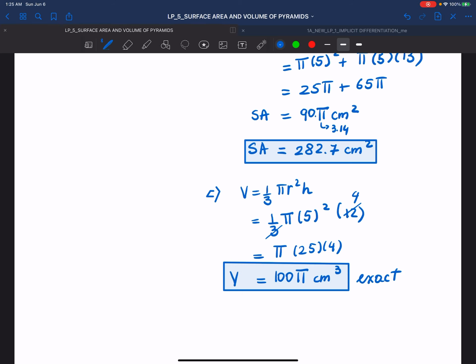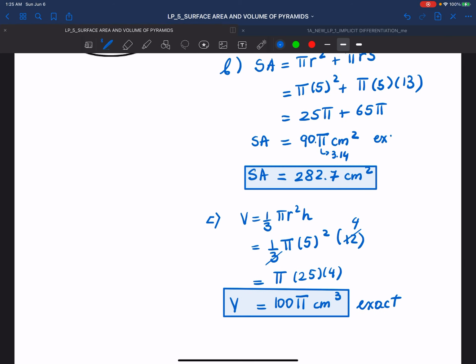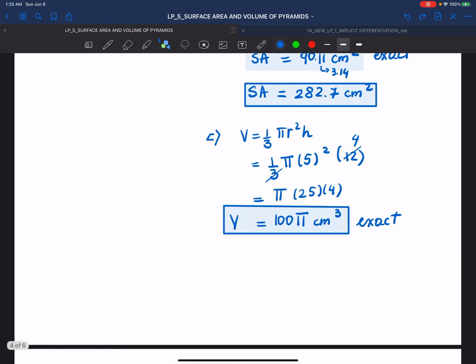Exact value. And here we had exact value as well, since we are talking about exact values. And if you want to find the numerical value, I mean, if you want to see the number, then we multiply 3.14 by 100, 100 times 3.14, or by pi is even better. And what I get in here is 314.2 centimeter cube. And this would be the approximate answer.